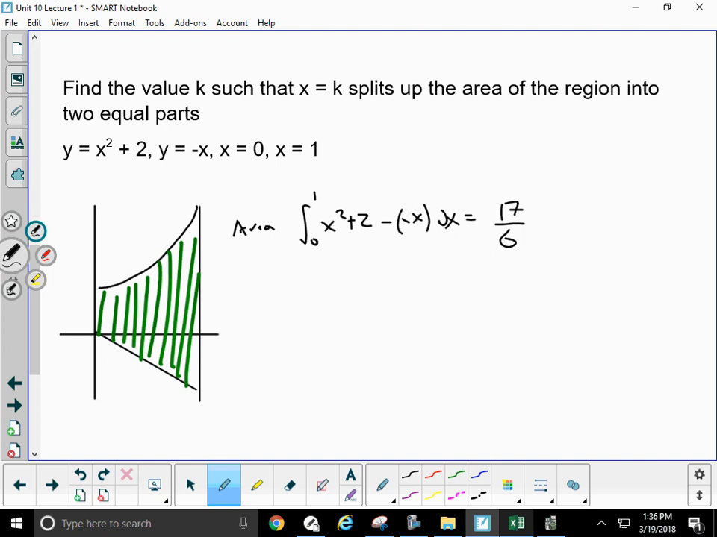The question is, find the value k such that x equals k splits up the area of the region into two equal parts. So we have some line, x equals k. This line needs to be placed somewhere so that the area to the left of the line equals the area to the right of the line. I'd like you to discuss with your neighbors, maybe using an integral or multiple integrals, some sort of an equation that will use k that we could potentially solve to find k. Go.